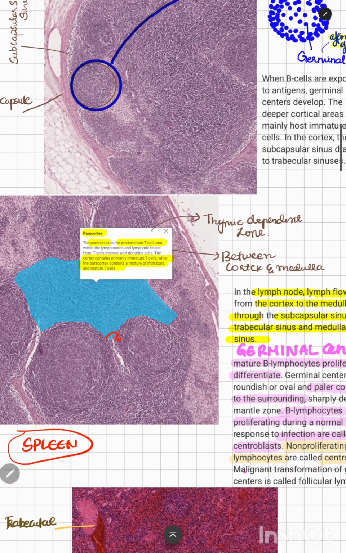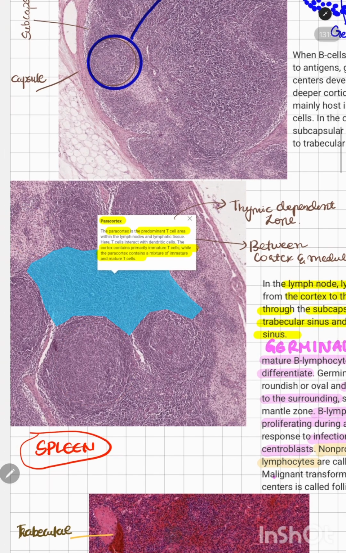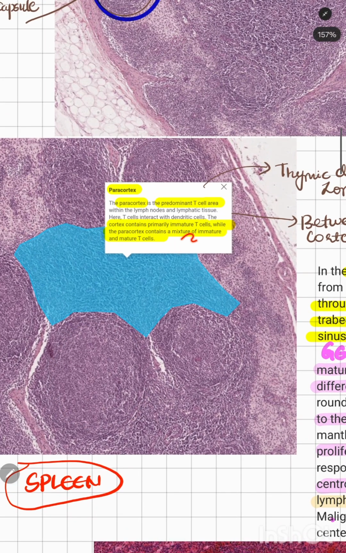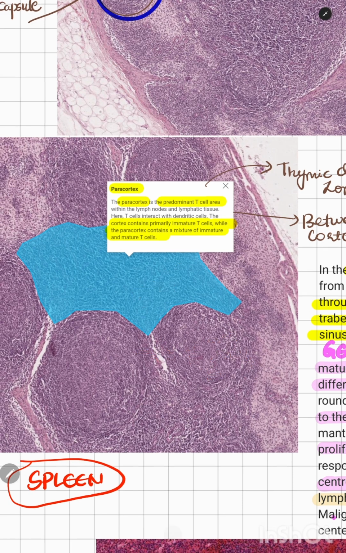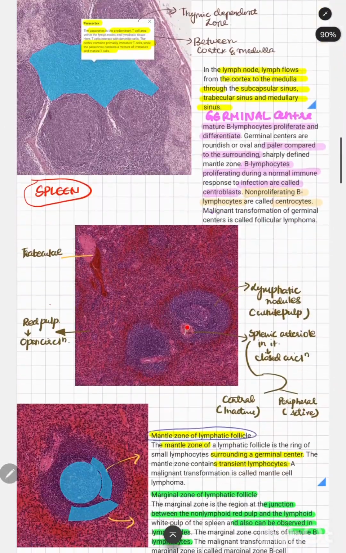And between the cortex and the medulla, you'll have paracortex. In this paracortex, you'll find a mixture of both immature and mature T cells. So there is immature plus mature T cells, whereas in the cortex you'll find mature T cells. Okay, this is about lymph node.